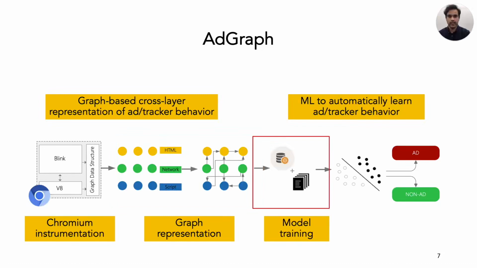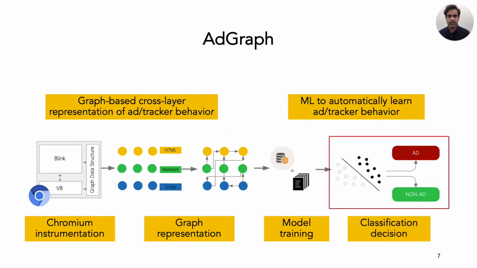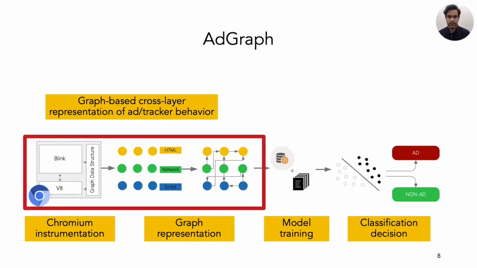After modeling the interaction in form of a graph, we extract distinguishing patterns from it and feed those patterns to train a machine learning classifier. The machine learning classifier then detects which patterns are ad and tracker related and which are functional. For the next few slides, I will focus on graph-based cross-layer representation of ad and tracking behavior.